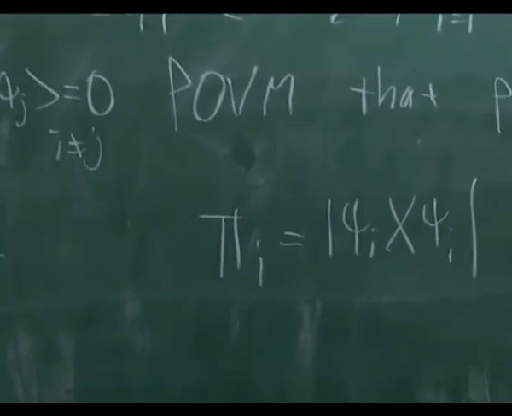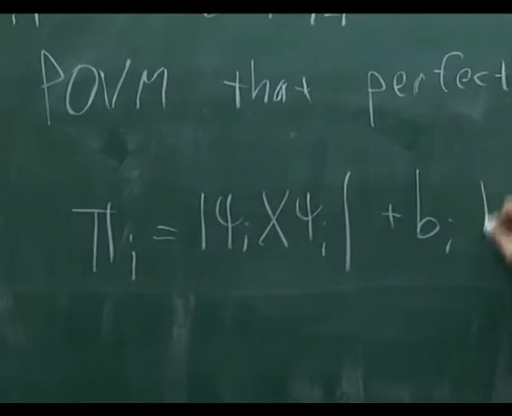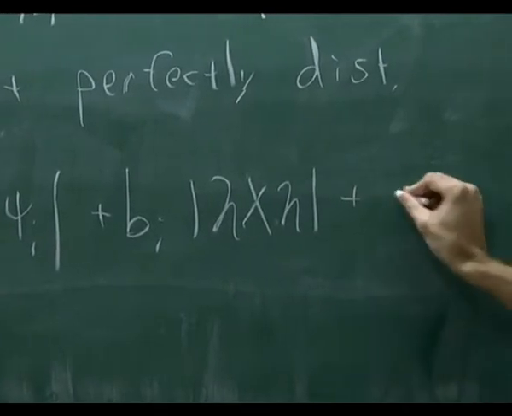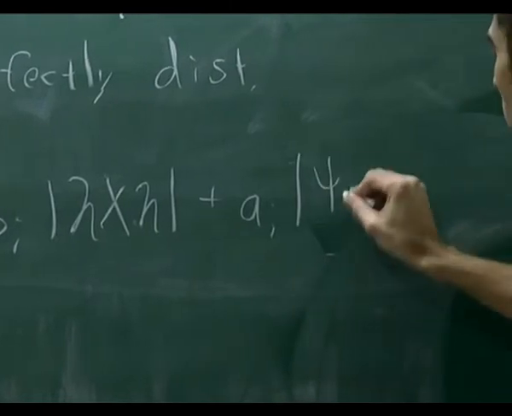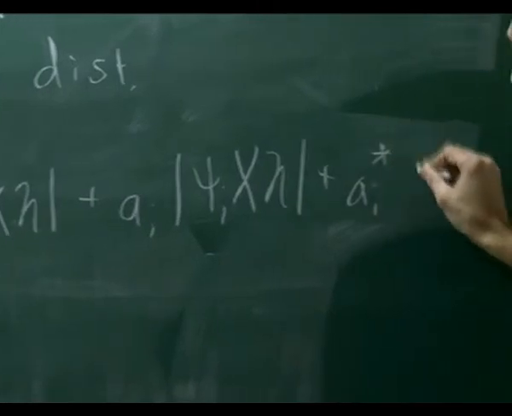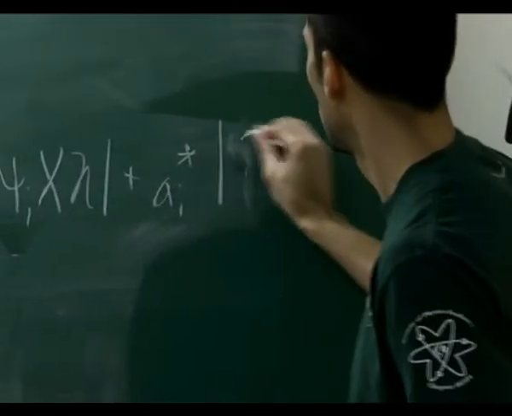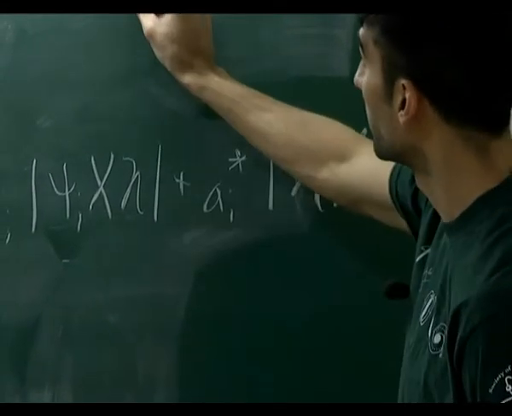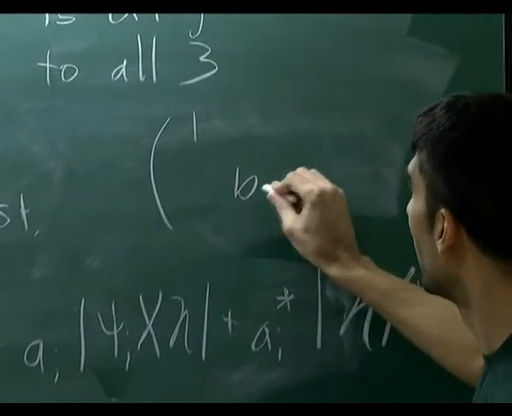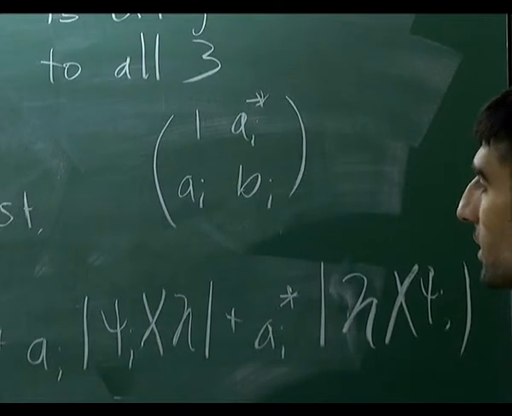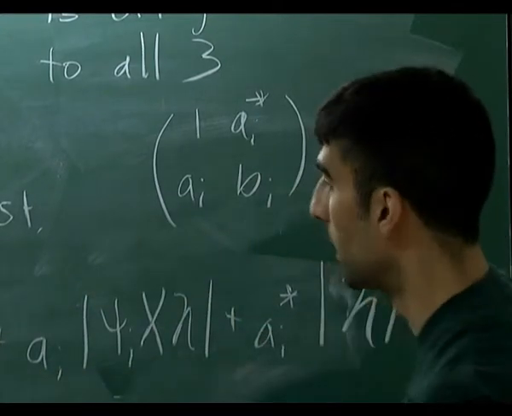This is the most general form. Be some bi here, eta, and then we'll add some ai, eta, plus complex conjugate. Oops. So if I were to write this in a matrix, it would look something like 1, bi, ai, ai star. So this is expressed in the matrix representation with basis psi i and eta.